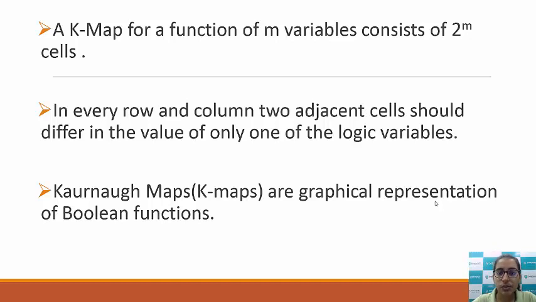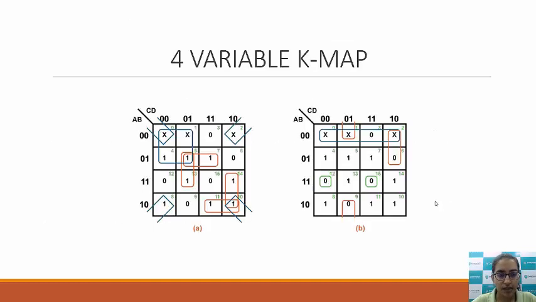If in a K-map we want to evaluate a Boolean expression of two variables, we will have 4 cells. If the equation contains m variables, the cells in the K-map will be 2 raised to m. As you see, for 2 variables, it's 4, 2 raised to 2. In a K-map, the basic fundamental rule is that every adjacent row and column should differ by one logic variable only. And as I already told you, it's a graphical representation method.